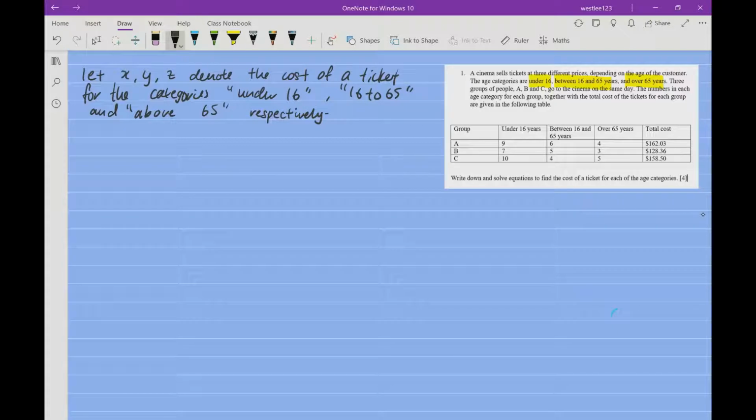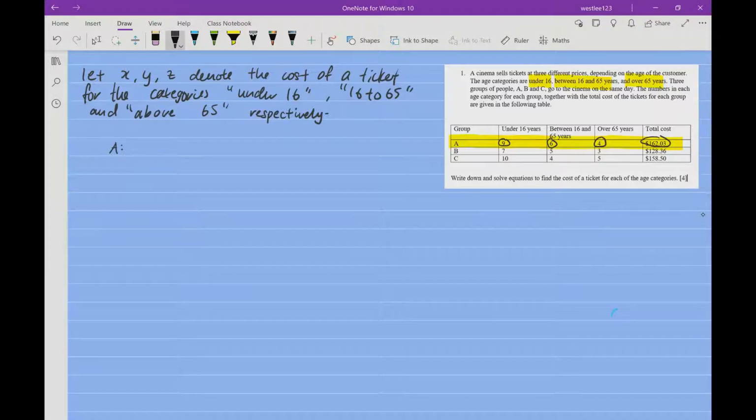Okay, so once we have that, let's go back to the table of information and focus on the first row. We know that in group A, there are 9 people who are under 16, 6 of them between 16 to 65, and 4 of them over 65 years old. And the total cost of tickets for group A is $162.03. So we can use this information to form an equation.